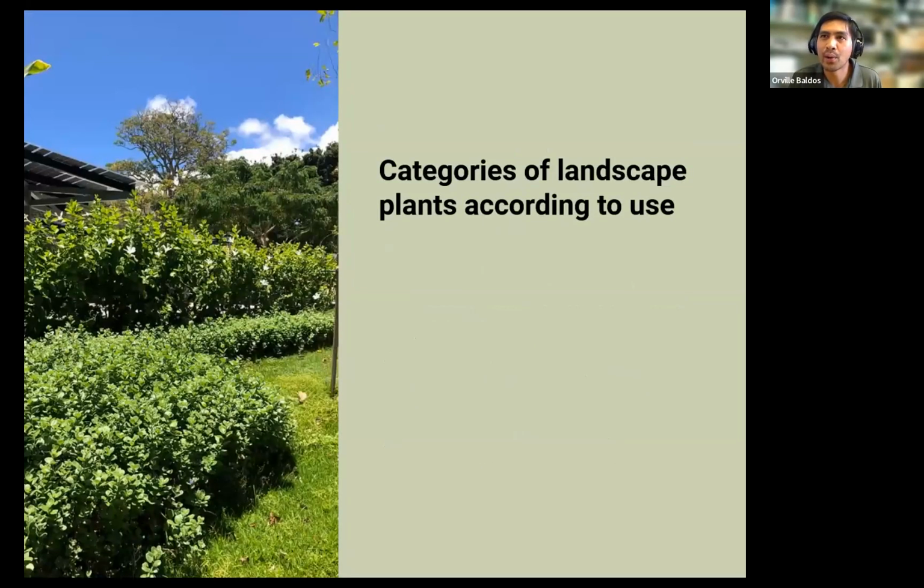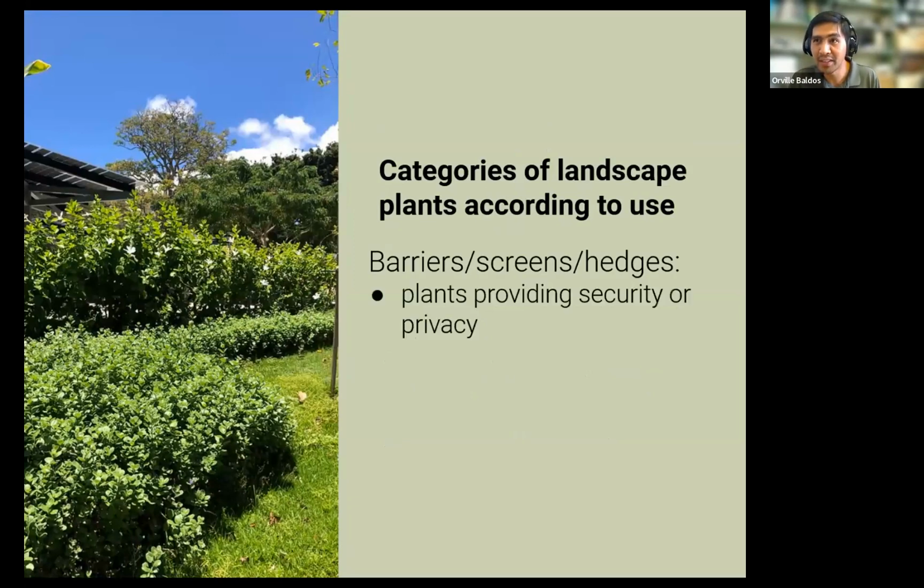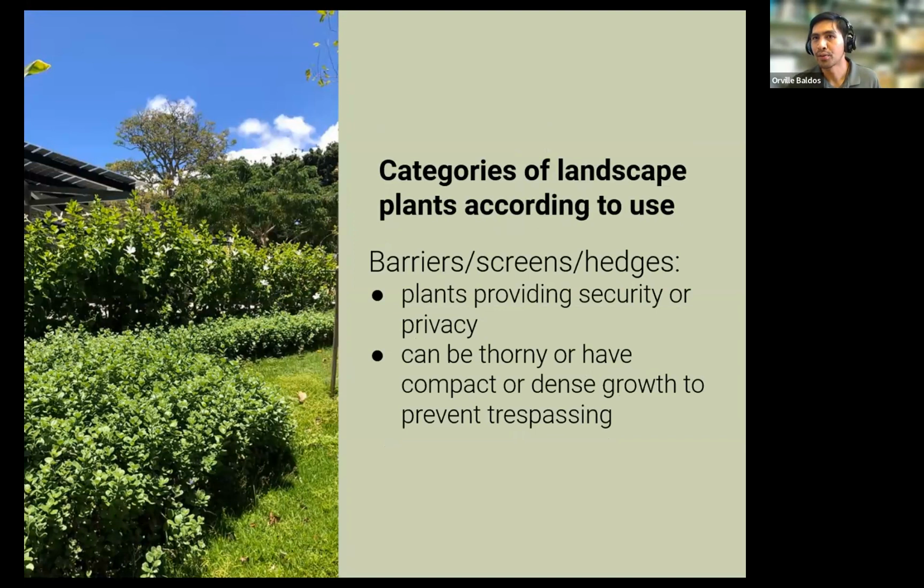Then another category of landscape plants are barriers, hedges, and screens. These are plants that provide security and privacy. If you have plants that are thorny, you can use those plants to deter trespassing.